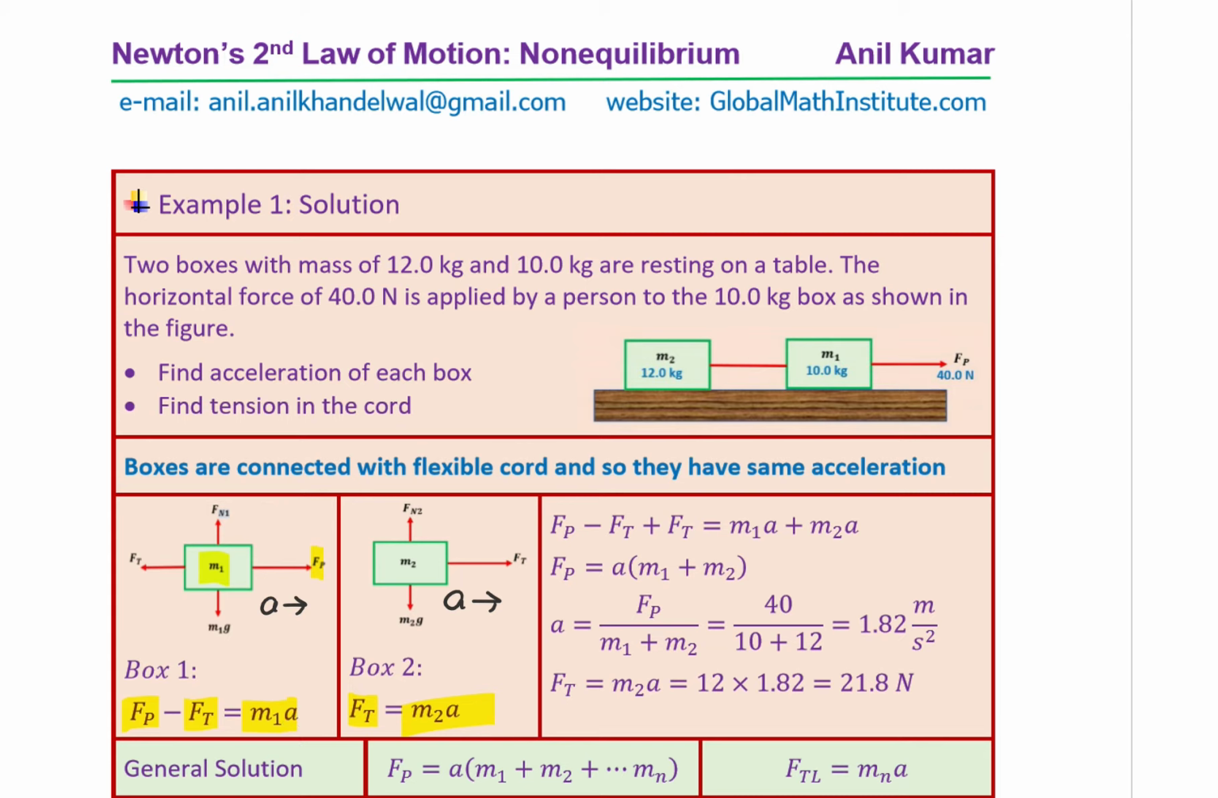Now to solve these equations, we are only having two unknowns, the tension and acceleration. So first, let's add them. Let's call this equation 1 and this equation 2. So let's add equation 1 and equation 2. When you add them, what do you get? Fp minus Ft plus Ft on the left hand side, m1a plus m2a on the right hand side. Now Ft cancels, positive, negative, and so we get Fp is a times m1 plus m2, the sum of the masses. Rearranging, acceleration is Fp over m1 plus m2, 40 over 10 plus 12, and we can calculate this answer. 1.82 meters per second squared, correct?